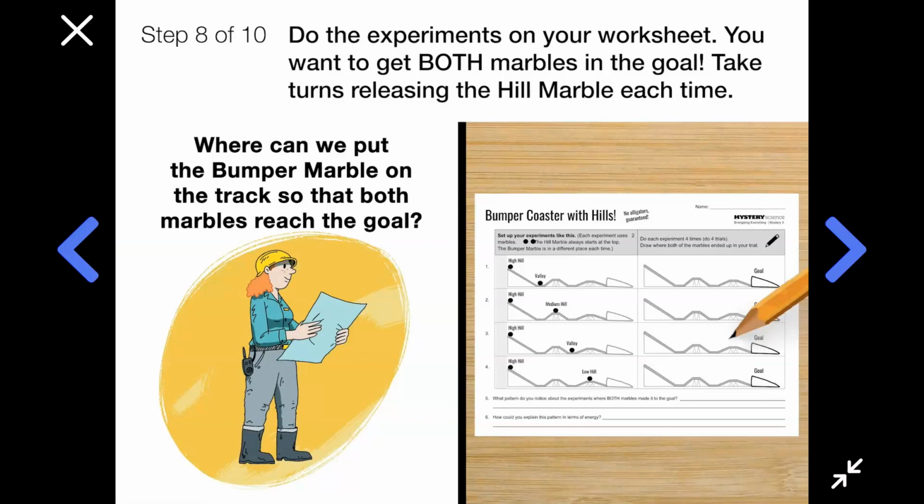Now that your track is working, Annie needs to figure out where to put the bumper marble on the track so that both marbles reach the goal. Do experiments 1 through 4 on your worksheet. For each experiment, you'll do 4 trials. You'll always release the hill marble from the high hill, but you'll place the bumper marble at different places on the track. Take turns releasing the hill marble on each trial so that everyone gets a chance to experiment.